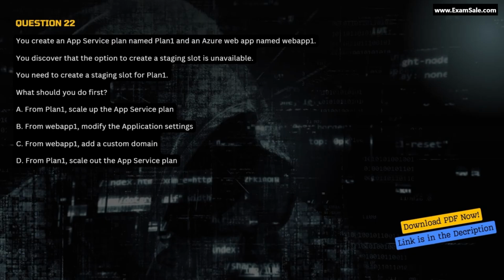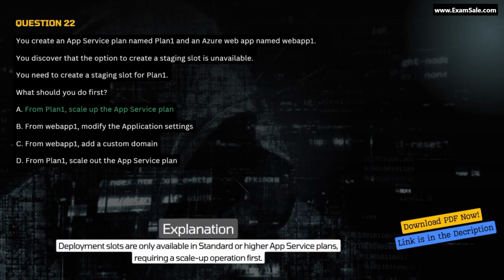A. From Plan 1, scale up the app service plan. B. From Web App 1, modify the application settings. C. From Web App 1, add a custom domain. D. From Plan 1, scale out the app service plan. Correct answer A. From Plan 1, scale up the app service plan. Explanation. Deployment slots are only available in standard or higher app service plans, requiring a scale-up operation first.